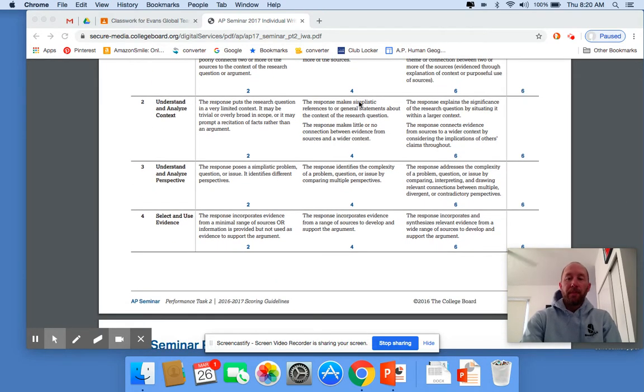Row two. The response explains the significance of the research question by situating it within a larger context. The response connects evidence from sources to a wider context by considering the implications of others' claims throughout. This is why I suggested that your first body paragraph be a historical lens. That is where we can situate our question within a larger context. We explain where this thing came from and why it's important for society to address.